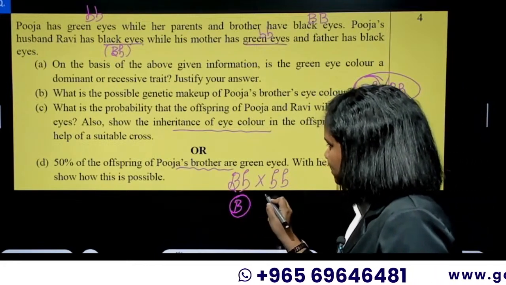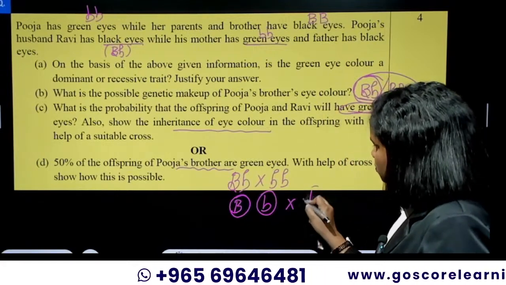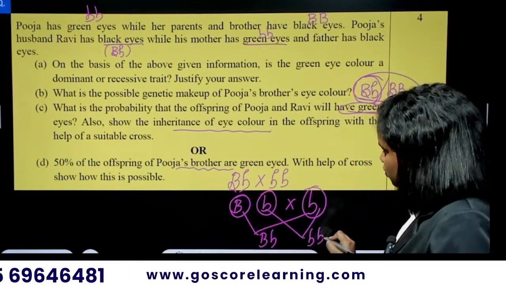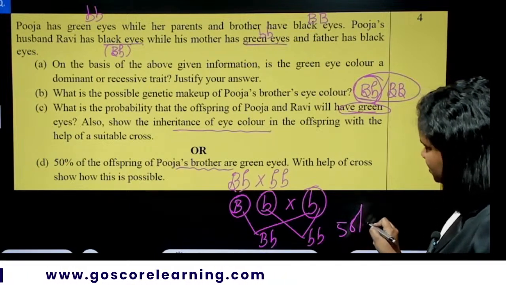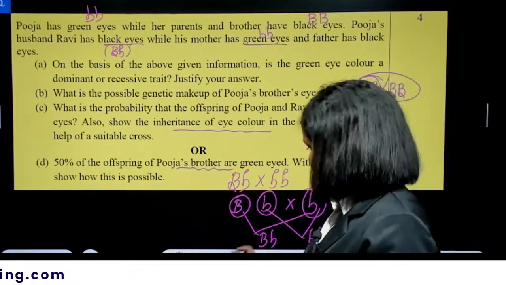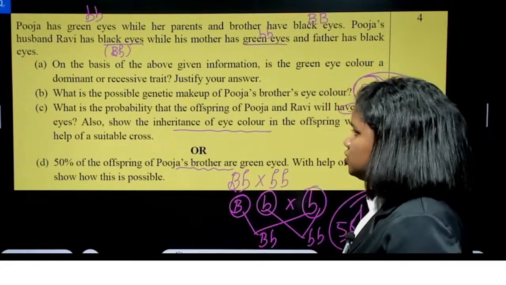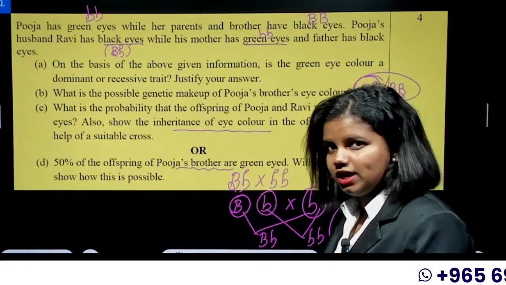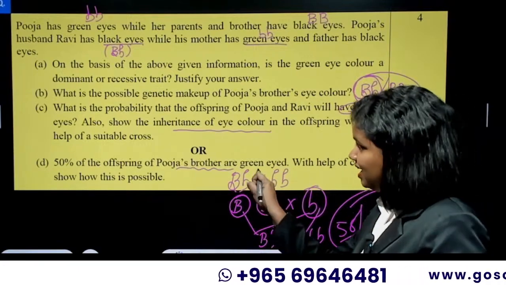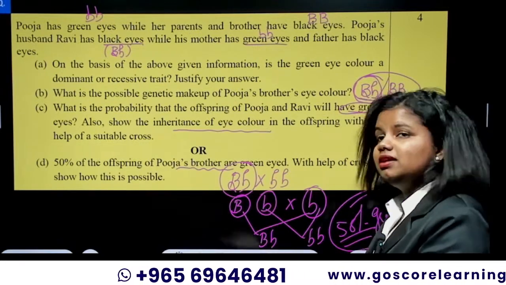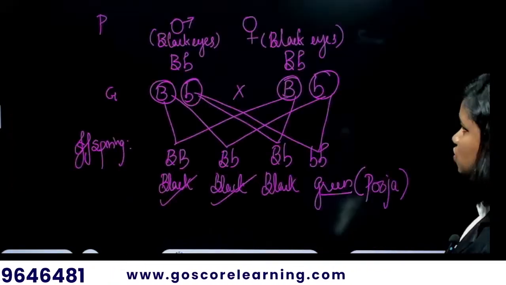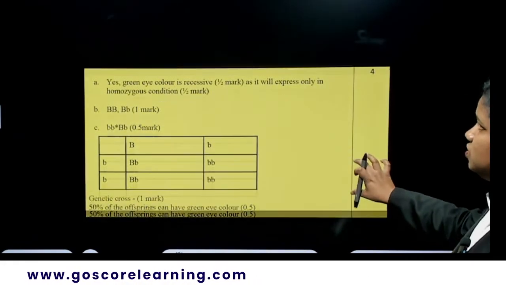It would be capital B, small b into small b. So that would be capital B small b, or small b small b. So there is 1:1, that is a 50% chance that there would be green eye color. The green would be a 50% chance, and black would also be a 50% chance. So the only way by which Pooja's brother can have 50% offspring which are green eye colored is by being heterozygous dominant and having a wife who is green eye colored, that is the recessive condition. So that's it.